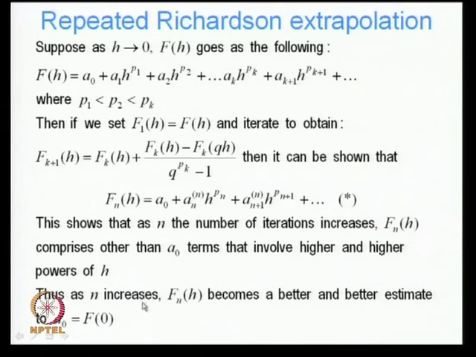This shows that as the number of iterations increases, Fn of H comprises, other than A0, terms that involve higher and higher powers of H. Thus, as I do this iteration repeatedly, Fn of H becomes a better and better estimate to A0, which is equal to F of 0, because these error terms become smaller and smaller and smaller.